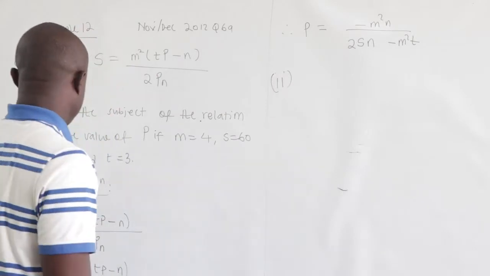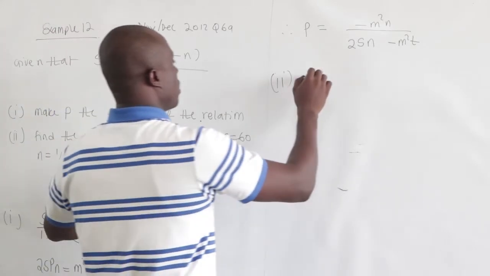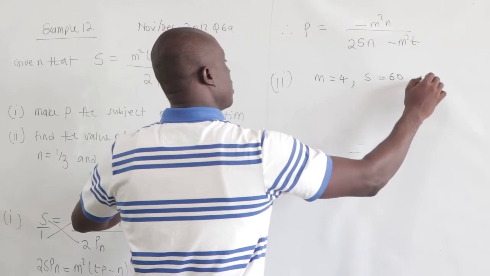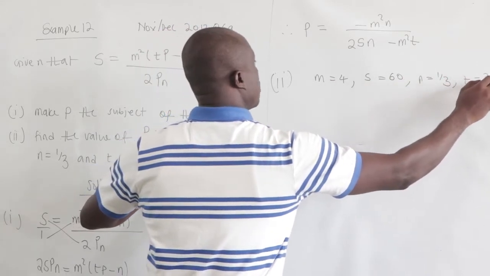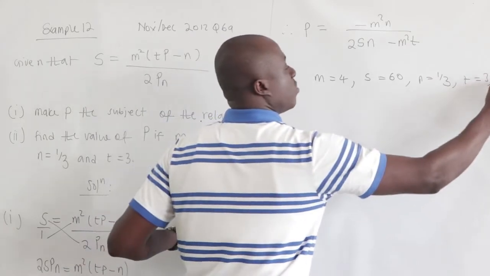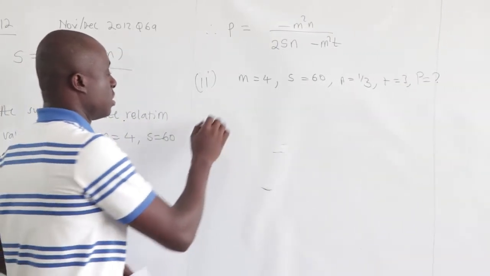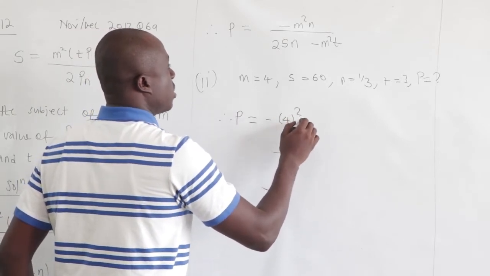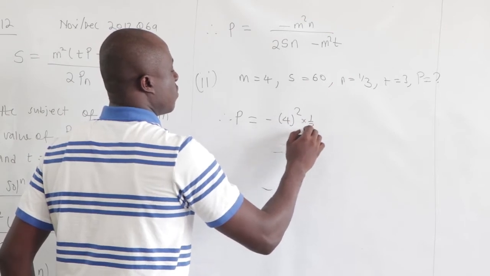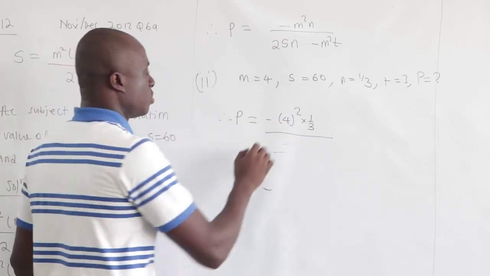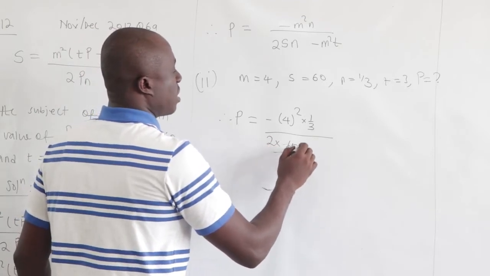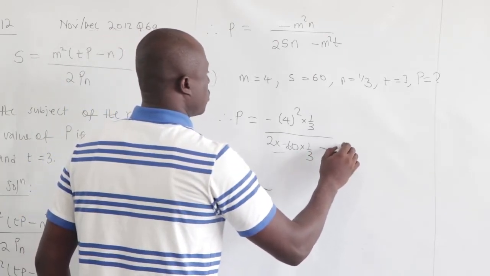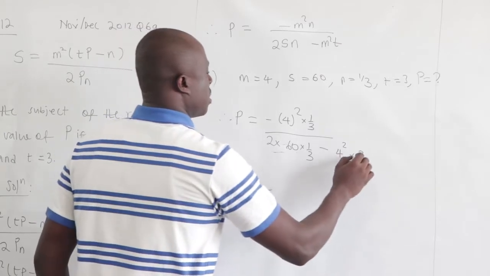The second one is telling us that when m is 4, s is 60, n is 1 over 3, t is 3, we should find the value of p. We don't know the value of p, so we have to do substitution here. Therefore, our p is negative m squared n, so negative 4 squared times 1 over 3, all over 2, s is 60, n which is 1 over 3, minus m squared, that is 4 squared, times t, that is 3.